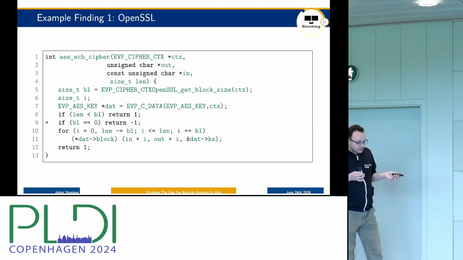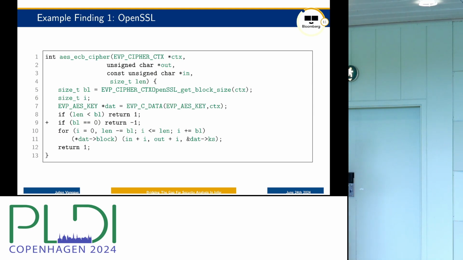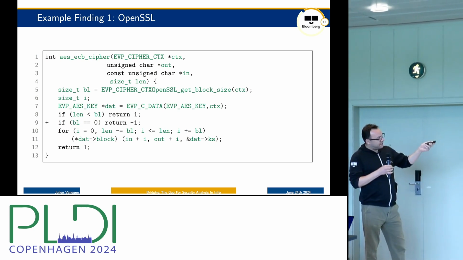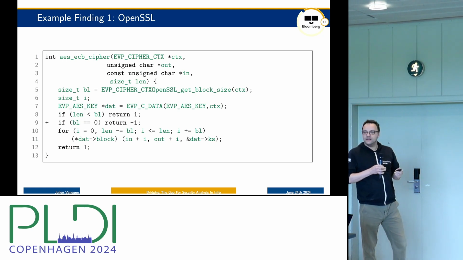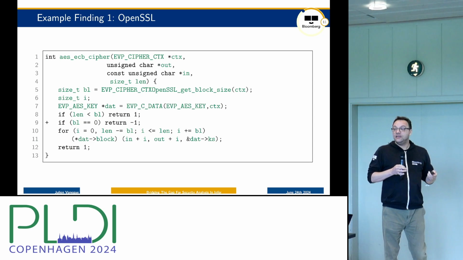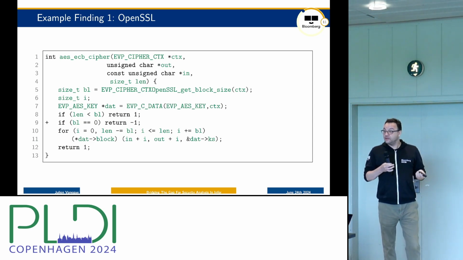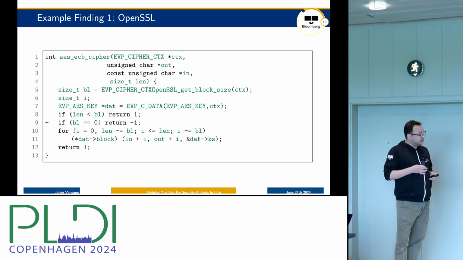A few examples. In OpenSSL, you have this function called AES-ECB cipher. You have this loop on line 10. What it does is iterate over an input buffer, going from BL to BL bytes. The problem is, if the context is null in the call to EVP cipher context get block size on line 5, then BL will be 0. If you do plus equals 0, of course, the loop does not make progress, and you have an infinite behavior.